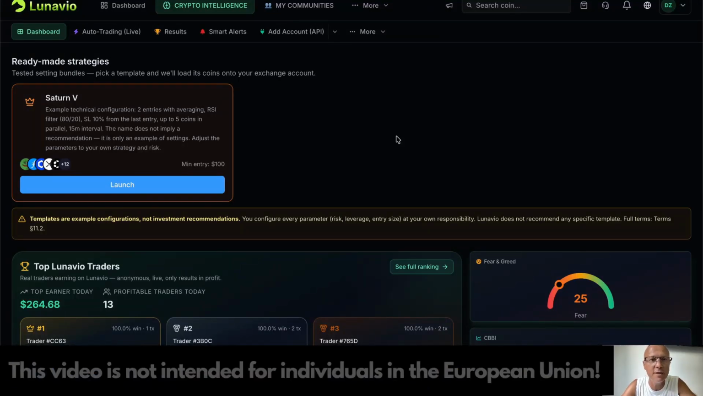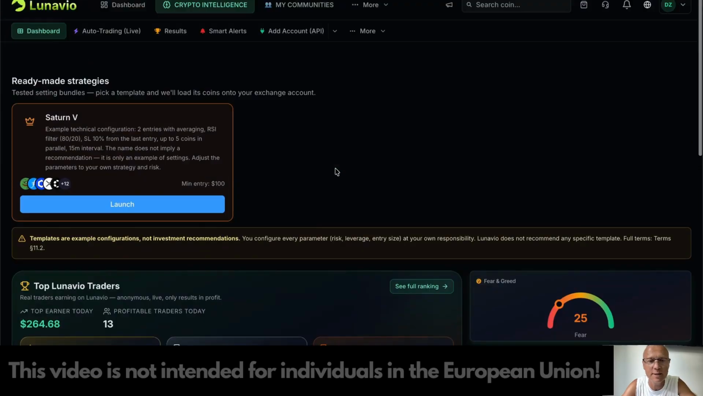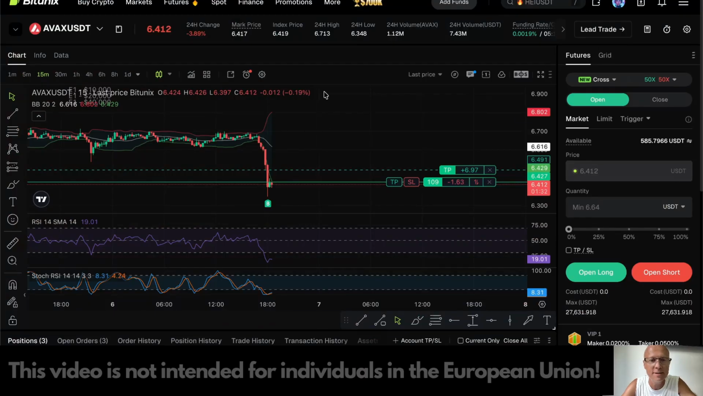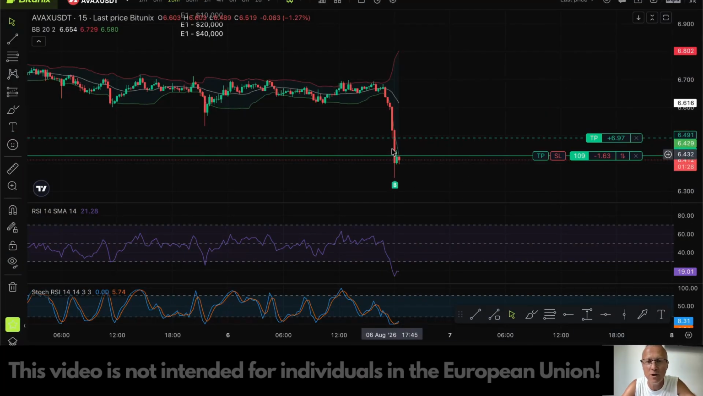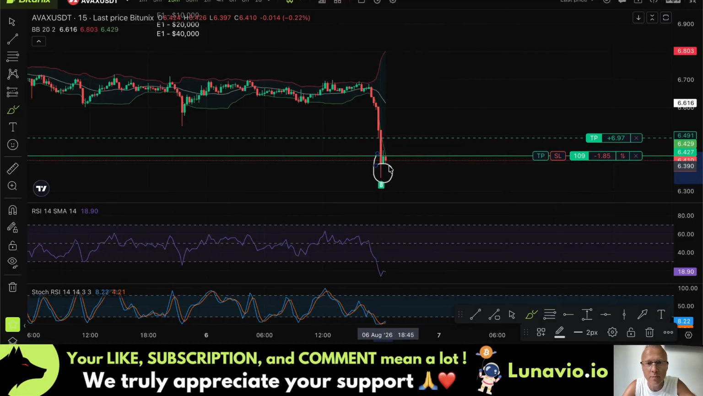Today I'm going to show you a real life example, a live example of how the Lunavio strategy works. Look, a long position just opened for me here on the BitUnix exchange. Take a look and see where it entered. The position opened because we moved strongly outside the Bollinger Band, here, outside this lower band.